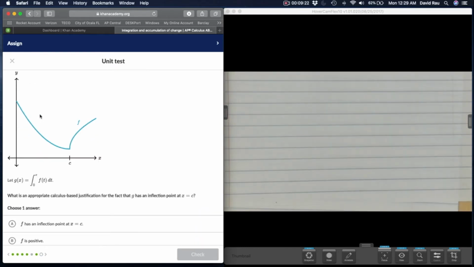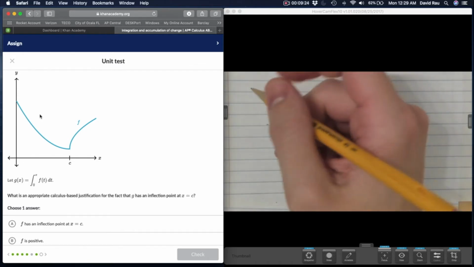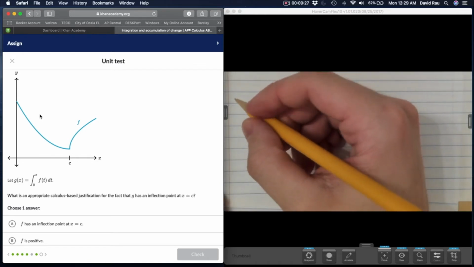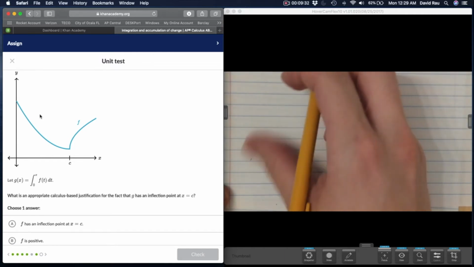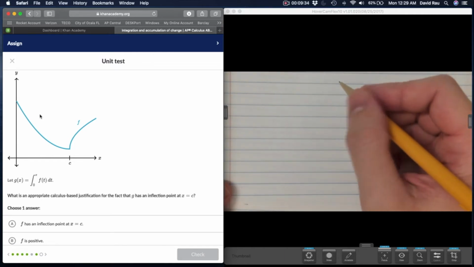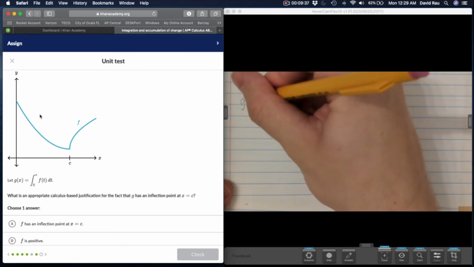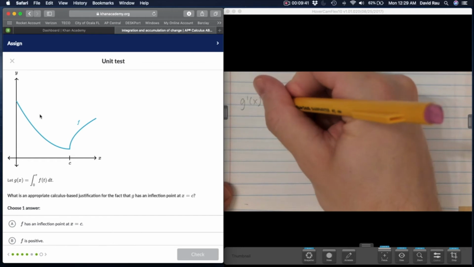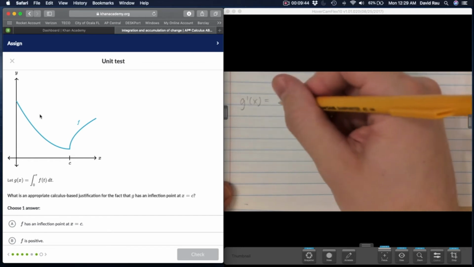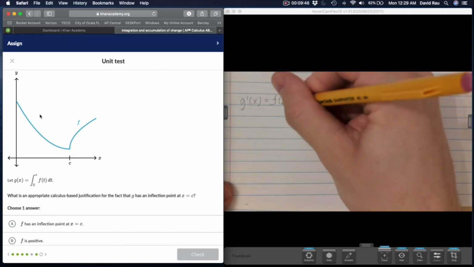All right, up next we've got another fundamental theorem of calculus question going on here. And so the idea is we want to know why g has an inflection point, and so if we want to talk about inflection points, we have to talk about second derivatives. So we want g's second derivative. Well, first let's look at what g's first derivative is. Because of the fundamental theorem of calculus, if you were to derive g on the left, what you would get on the right is just f of x.